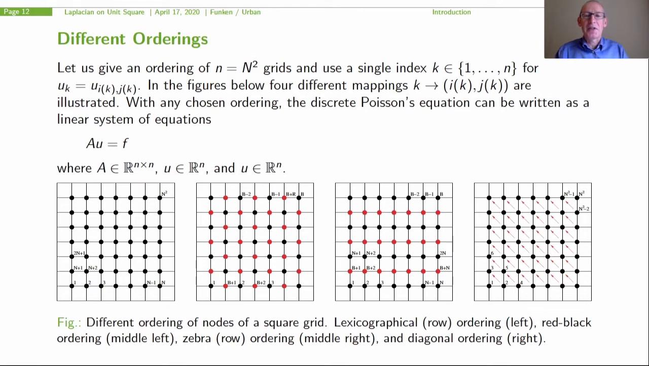Another kind of ordering scheme is this zebra ordering, which is more like the checkerboard or red-black. You have some zebras, which is another behavior, or you have some kind of diagonal ordering.